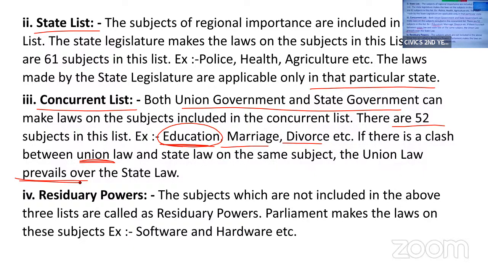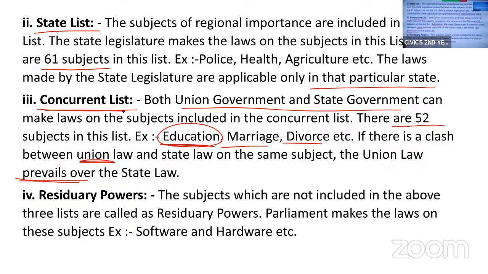Three lists: union list, state list, and concurrent list. I repeat, union list: the central government, that is Parliament, will make the laws. There are 99 subjects of national importance, and the laws made by the Parliament are applicable throughout the country. State list: the state legislature will make the laws on the subjects included in the state list. There are 61 subjects, and these laws are applicable only in that particular state.